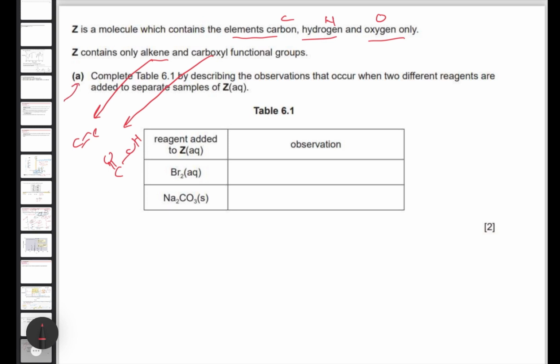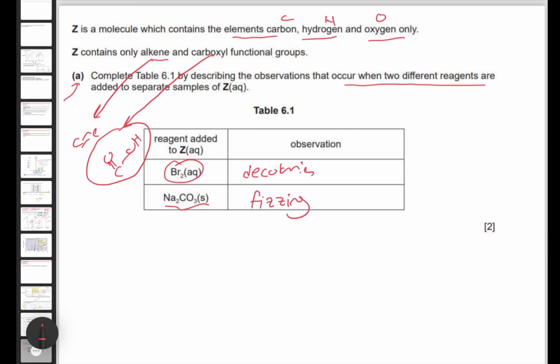Part A says, complete table 6.1 by describing the observations that occur with the two different reagents added to separate samples of Z. If we add Br2, you have to keep in mind that Br2 has a target, which is the alkene group, and it decolorizes, changing from orange to colorless. For metal carbonate, you notice that metal carbonates react with acids, and as we have a carboxylic acid functional group, you have a lot of fizzing or bubbles. So these are the possible answers.